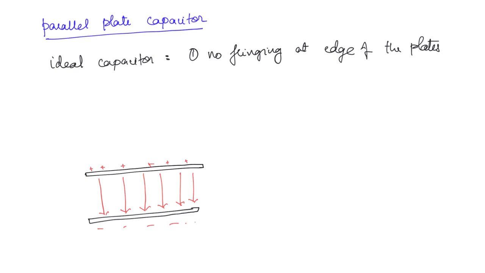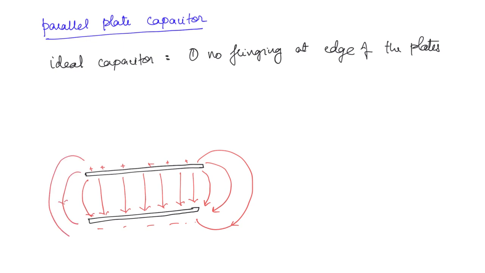But as it goes to the edge, what is going to happen? There are going to be more lines. Okay. So it is going to come like this. Why? Because there is no more symmetry, right? Near the inside, in the middle of the plate, what happens? There is symmetry. So the electric field lines will be parallel.